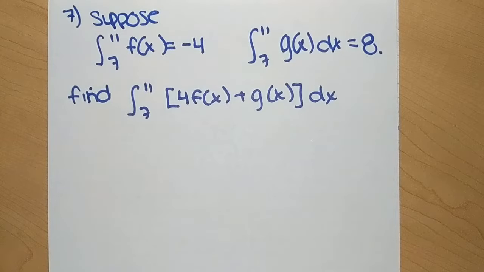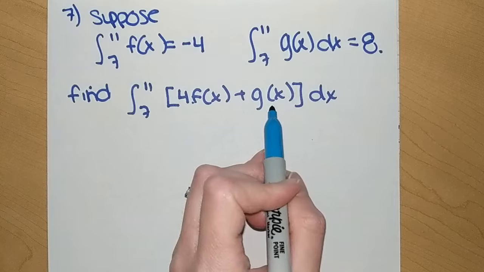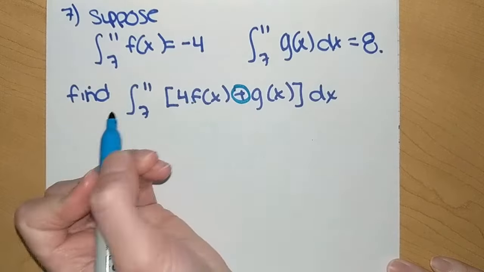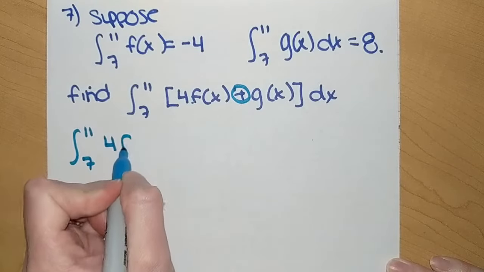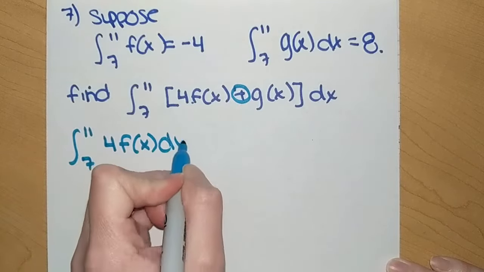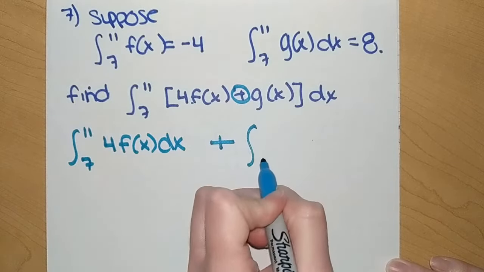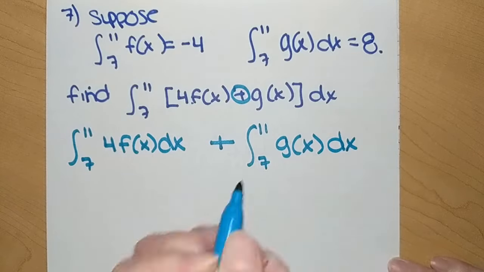For this question, the first thing you want to do is notice that you can split this up into two separate integrals, and that is by the sum rule for integration. So this plus sign, we can split it up into the integral from 7 to 11 of 4f(x) dx plus a separate integral for the second term in that sum, so from 7 to 11 of g(x) dx. Okay, so that's our first step.